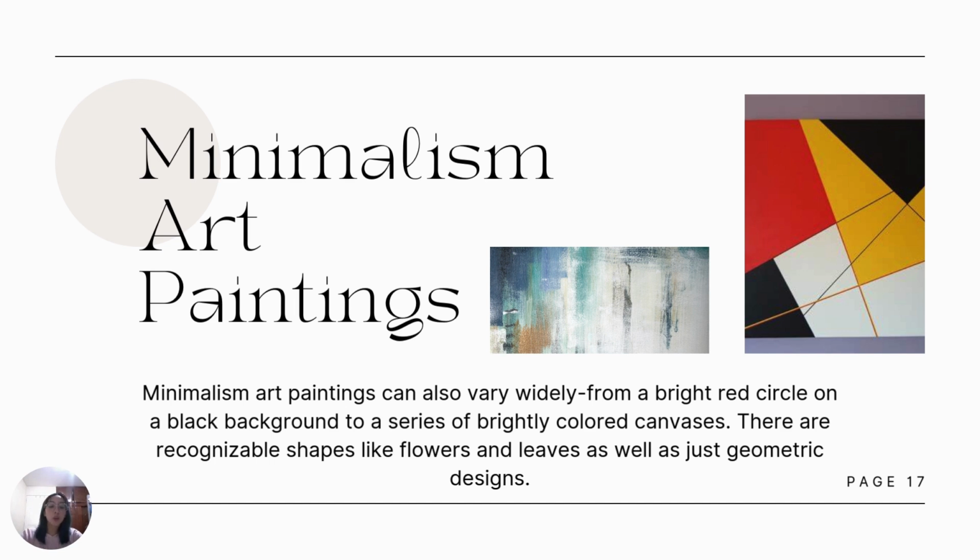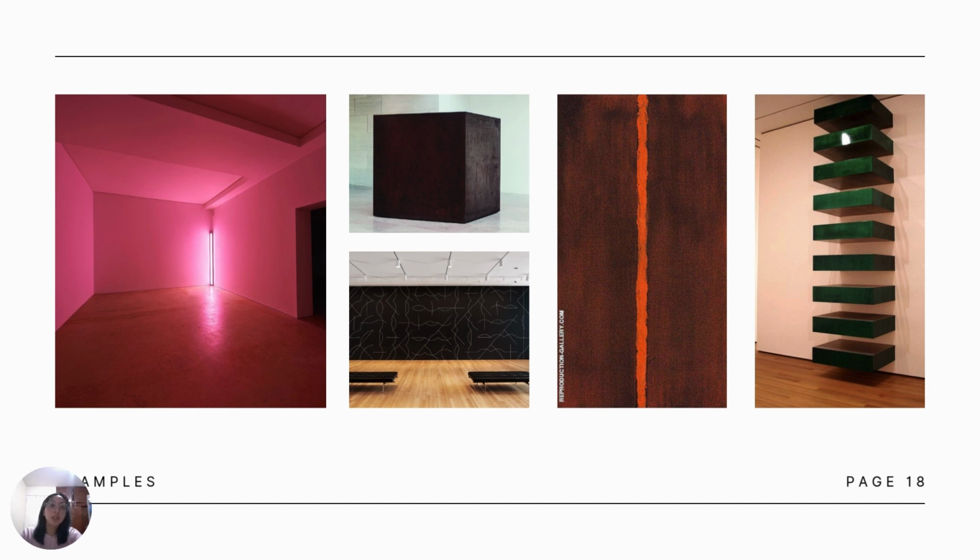I also add more examples here. I really like this first one because it's really simple. It is called Pink Out of a Corner, to Jasper Johns, by Dan Flavin, made in 1963. It is just a lamp in a corner. The second one is just a cube that is called Die by Tony Smith, created in 1962.